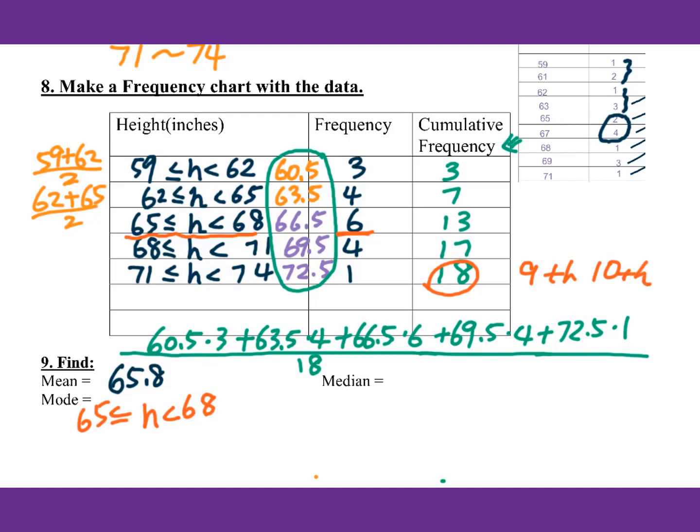That will be the middle number. It will be here. This 13 means you have the 8th data and also the 13th data. That's the median. Height will be between 65 to 68. That's the median. So for continuous data, mode and median will be the interval.